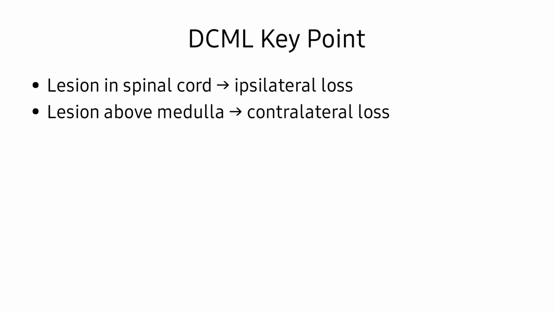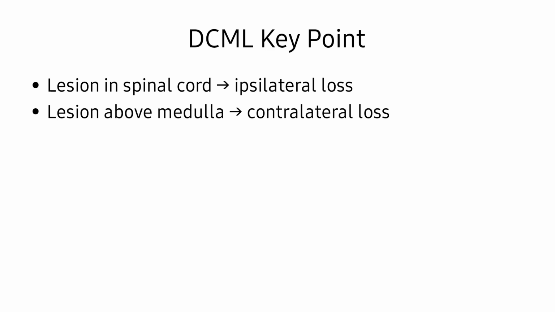Ipsilateral loss of vibration, fine touch, the modalities of DCML. Once there is a lesion, once there is damage to the spinal cord, modalities of the DCML will be affected ipsilaterally. So meaning, if the damage is on the left, the part of the body that is affected is the left side of the body.